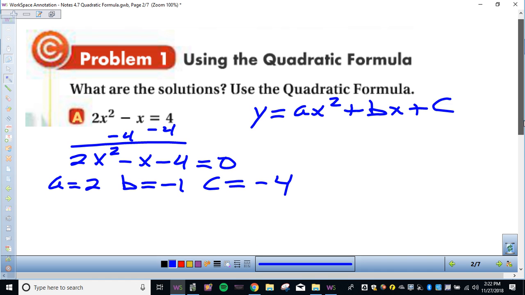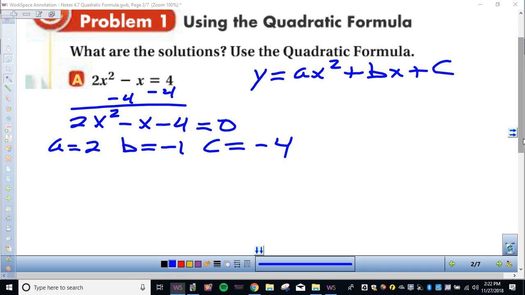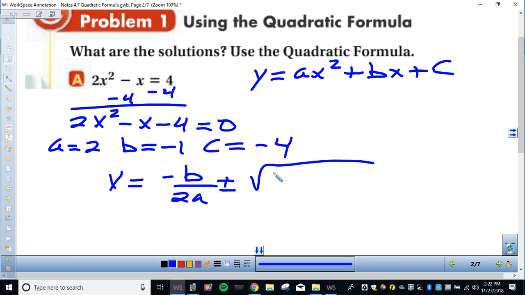Either way for me. Now I'm going to write the quadratic formula again, because the more times you write it, the more chance it has to get into your long-term memory. So negative b over 2a plus or minus the square root of b squared minus 4ac over 2a.